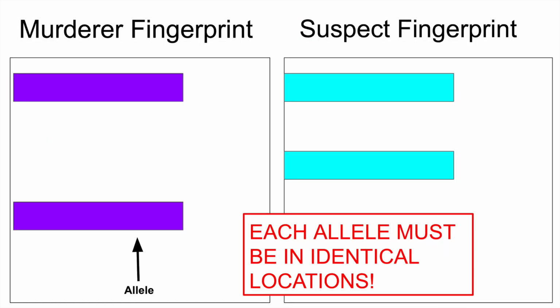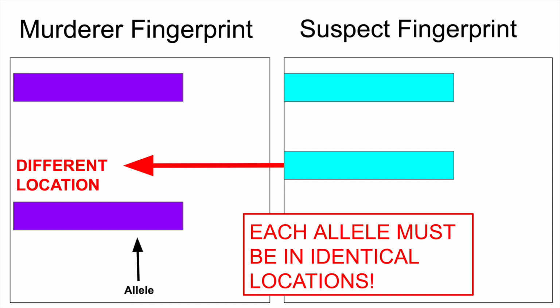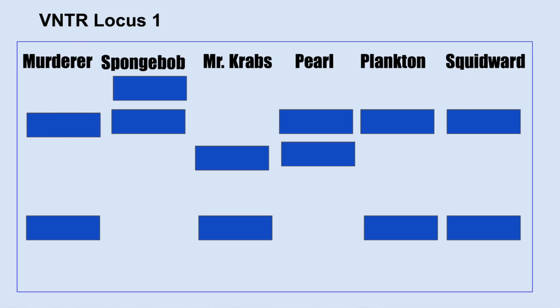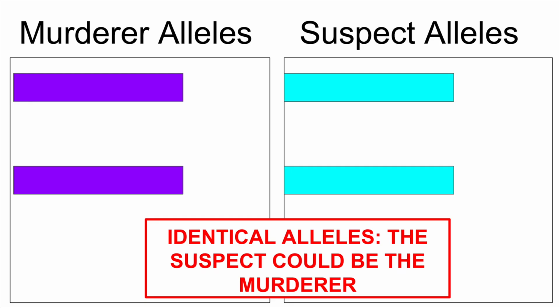If a suspect sample of DNA does not match the murderer DNA at all alleles exactly, then the detectives can cross that suspect off the list. Let's take a look at how the detectives analyze the evidence. Here is the first gel with VNTR locus 1. Remember, in order for a suspect to remain on the suspect list, they must match the murderer alleles exactly.